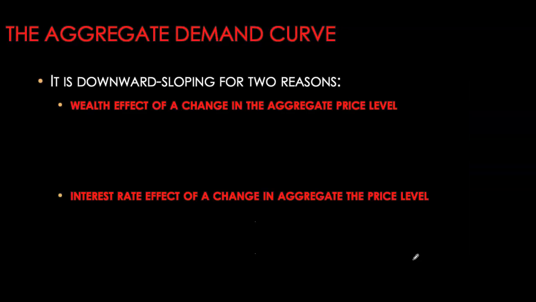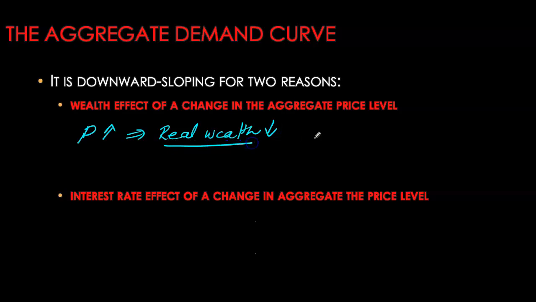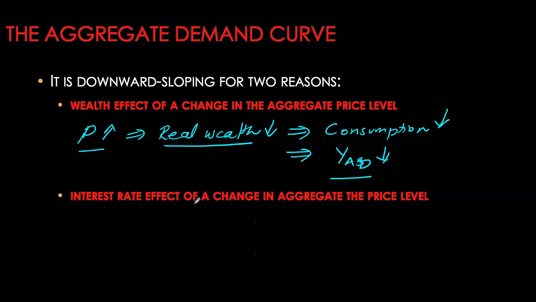The first one is called the wealth effect of the change in aggregate price level. So what happens over here is that when your price level changes, let's assume price level is going up, it causes our real wealth to go down. So the purchasing power of your wealth goes down. And for households, when their real wealth goes down, they will reduce their consumption spending. And as households reduce their consumption, which is a major component of overall aggregate output demanded, we see quantity of aggregate output demanded going down. And that gives us our negative relationship between these two.